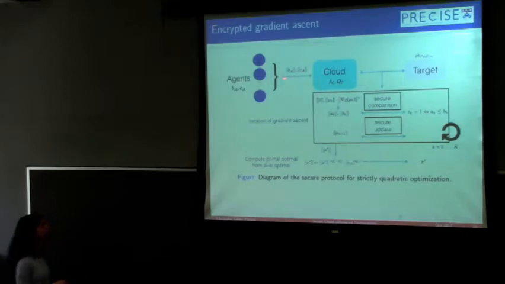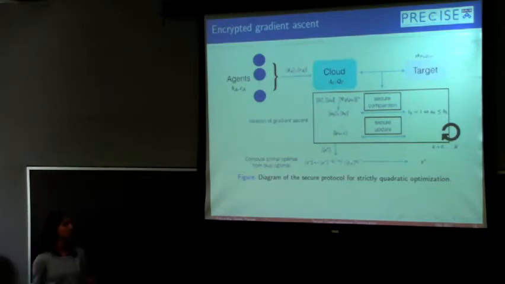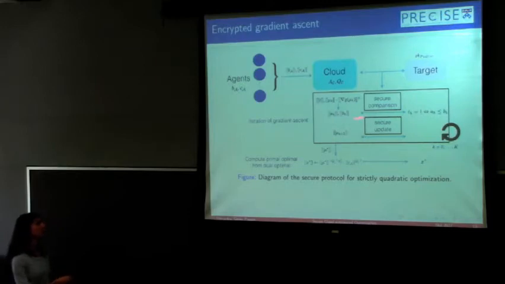The cloud aggregates the encrypted data, and then it will embark in an iterative and interactive protocol with this party that has the secret key. Basically, this interactive protocol will be the iterations of the gradient descent.